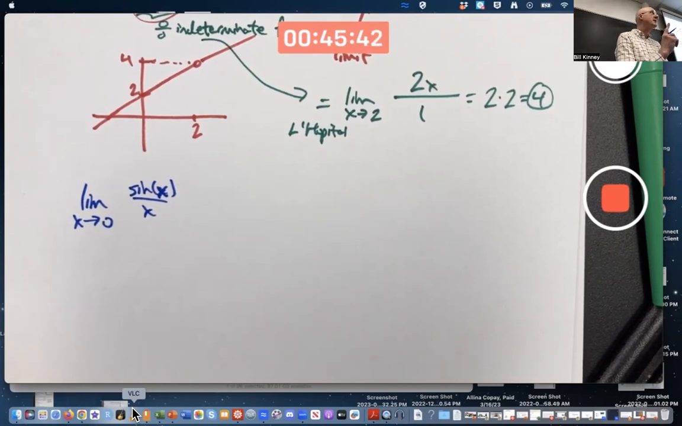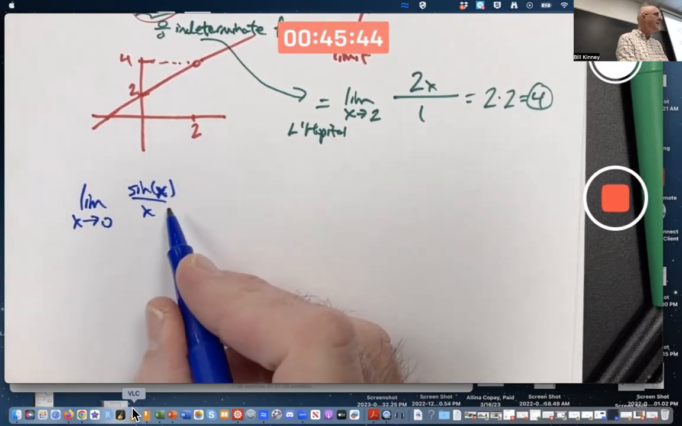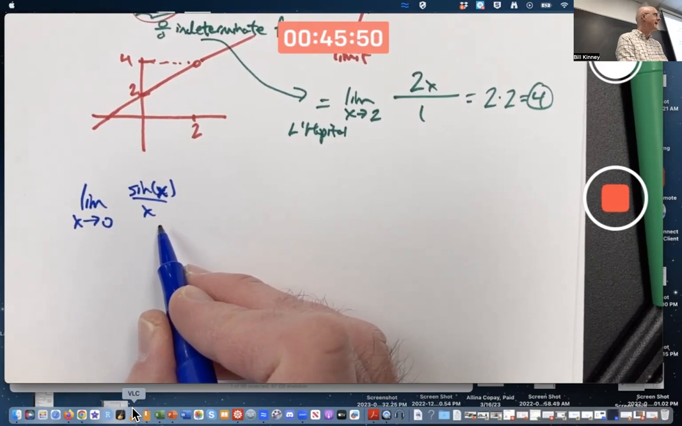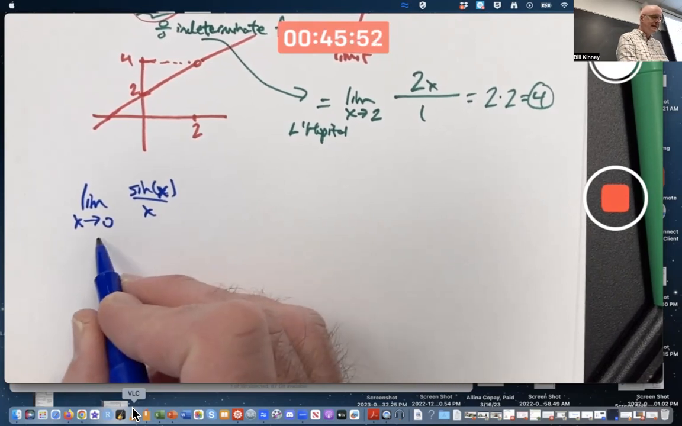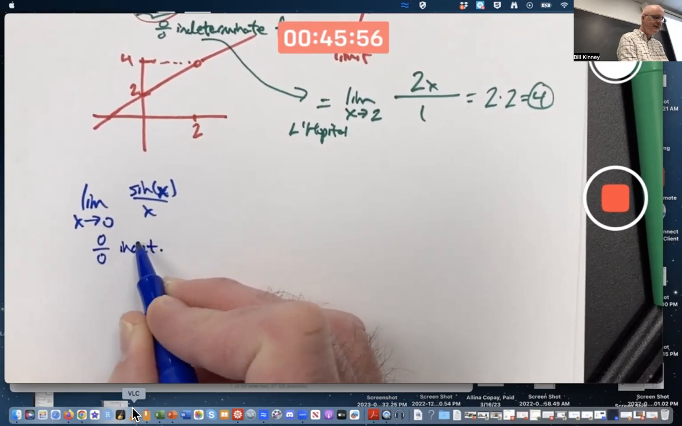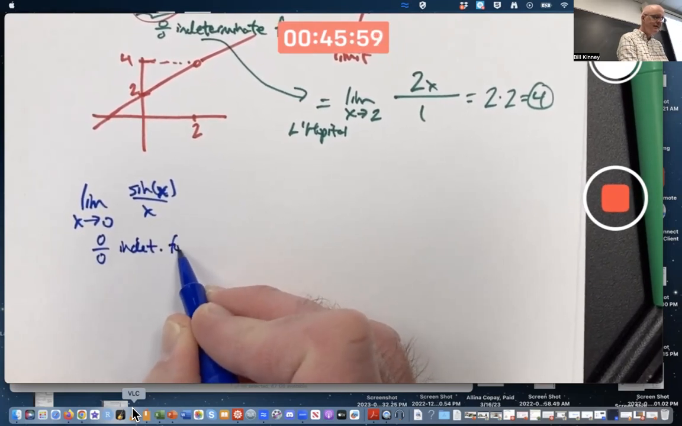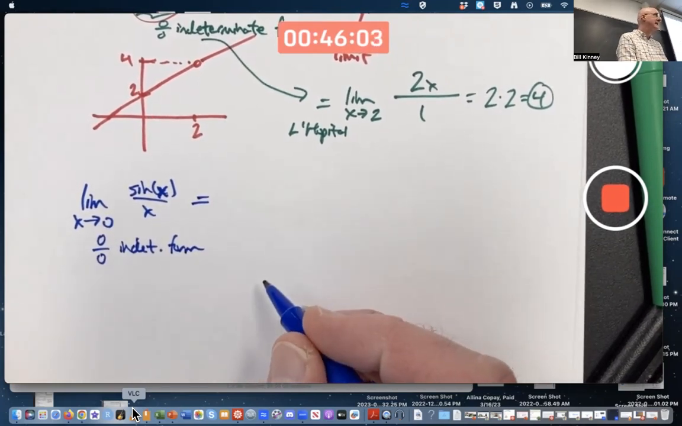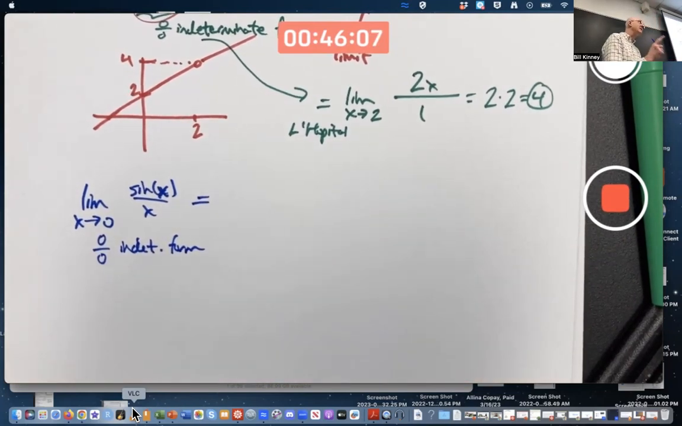Well, now we can use L'Hopital's rule. Both the top and the bottom go to zero as x goes to zero. Sine of 0 is 0. x is obviously 0 when x equals 0. This is a 0 over 0 indeterminate form. I will just abbreviate indeterminate like this. Therefore, L'Hopital's rule does apply. You can use it. If it's not an indeterminate form, you cannot use L'Hopital's rule. And if you try, you'll probably get the wrong answer.